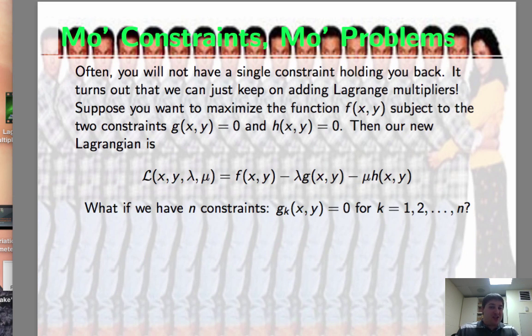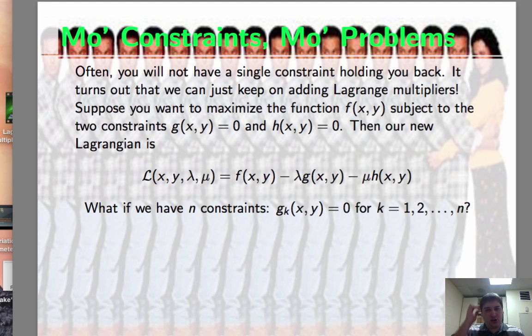What happens if we have n constraints? Oh boy, this is where things start getting fun. We run out of letters very fast here, so I'm going to call each constraint g sub k, where k runs from 1 to n. So there's g sub 1 of x y, g sub 2 of x y, and so on. All of them have to be equal to 0.